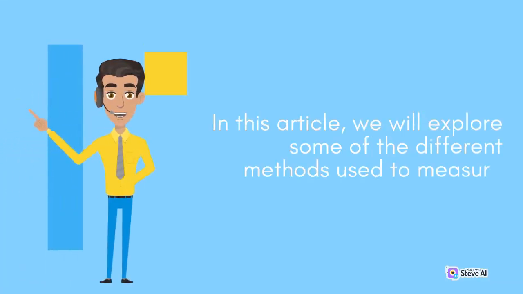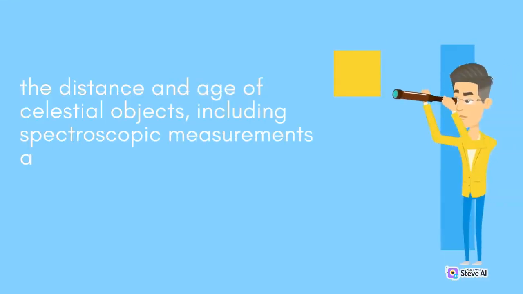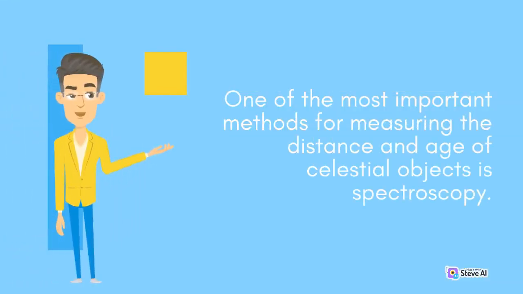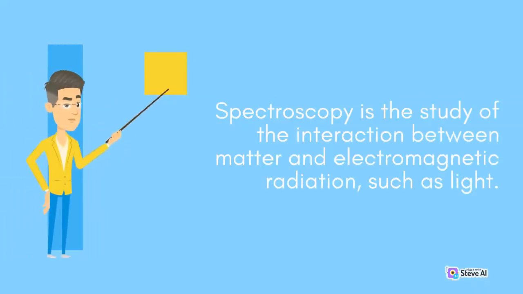In this article, we will explore some of the different methods used to measure the distance and age of celestial objects, including spectroscopic measurements and measurements of the light emitted by celestial objects. One of the most important methods for measuring the distance and age of celestial objects is spectroscopy. Spectroscopy is the study of the interaction between matter and electromagnetic radiation, such as light.